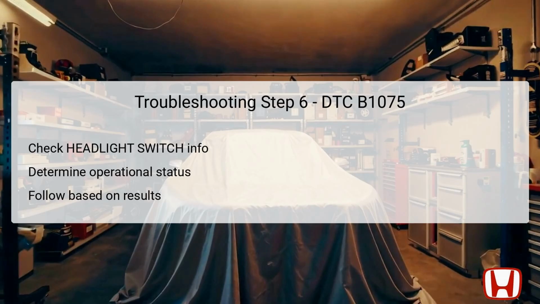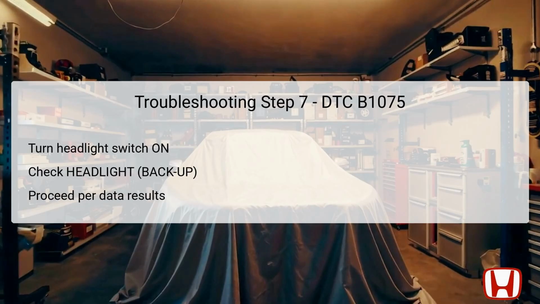Should the indicator show on, it suggests the switch is operational, leading to step 9. If the indicator is off, further investigation into connections and potential failures is necessary, ensuring every element in the circuit is functioning as intended. In this step, after confirming the headlight switch's functionality, you will turn the headlight switch on. Subsequently, you will check the on-off information of the headlight backup using the HDS.